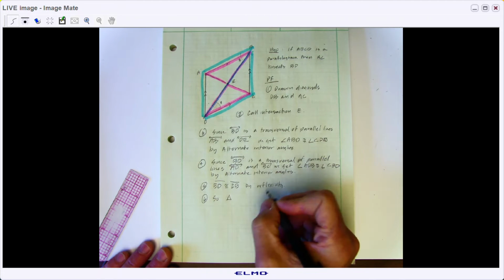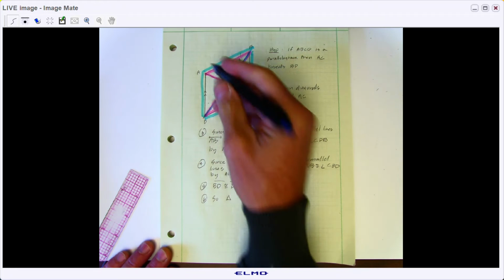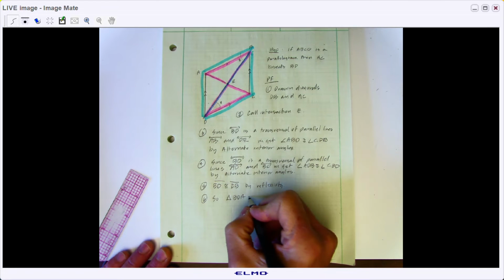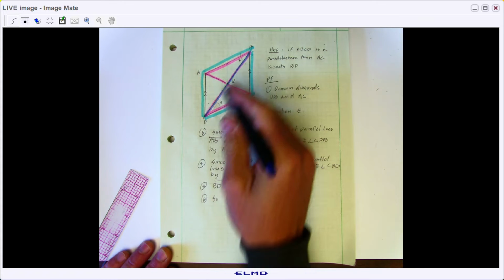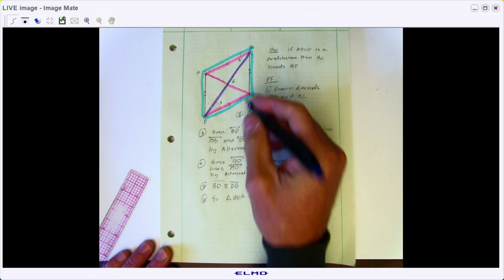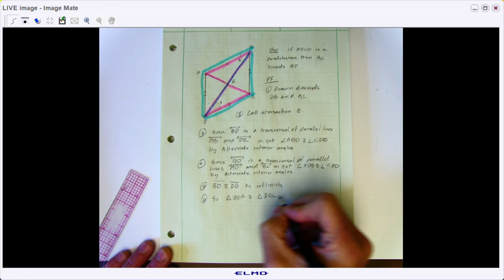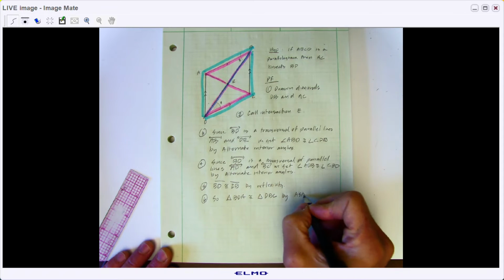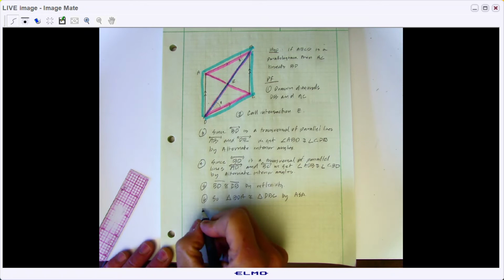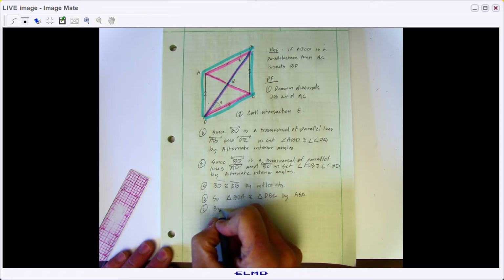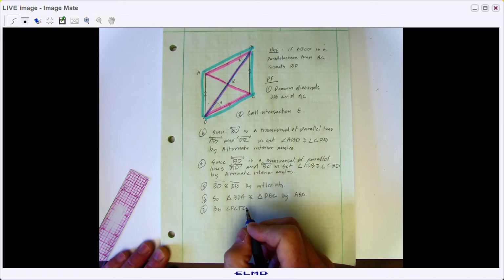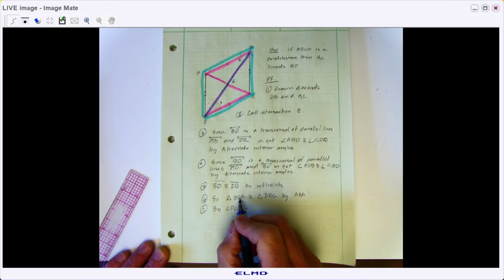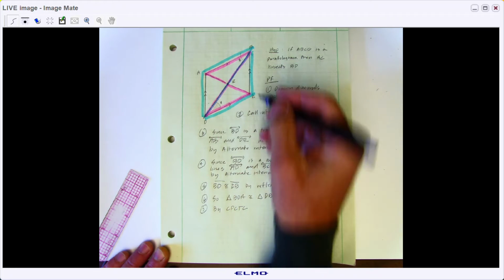So what triangle? Let's call it BDA, has to be congruent to triangle, let's see, BDA would be DBC by angle, side, angle. By CPCTC, what do we get? We get DA is equal to BC, right? DA equal to BC.